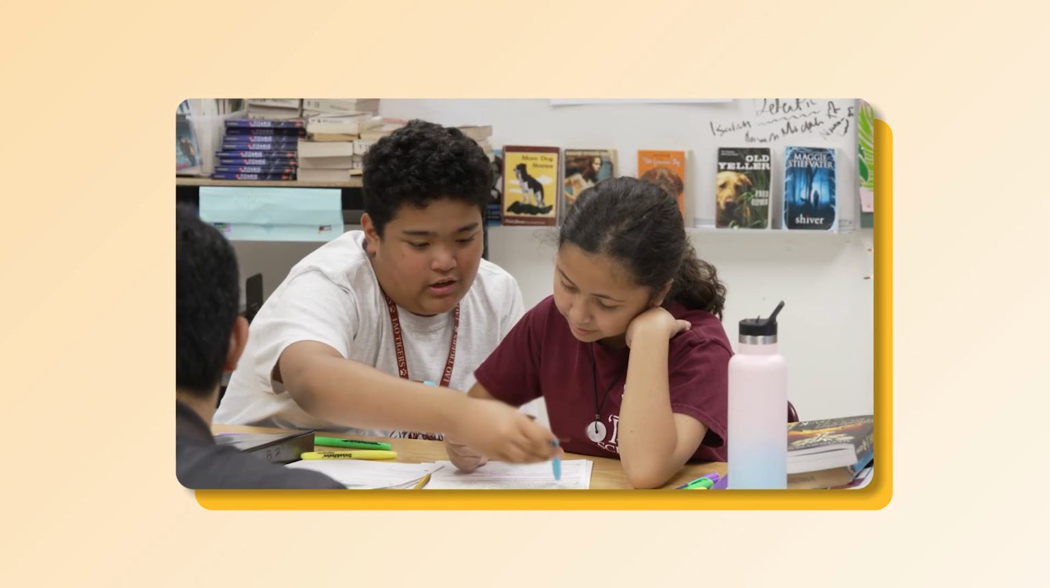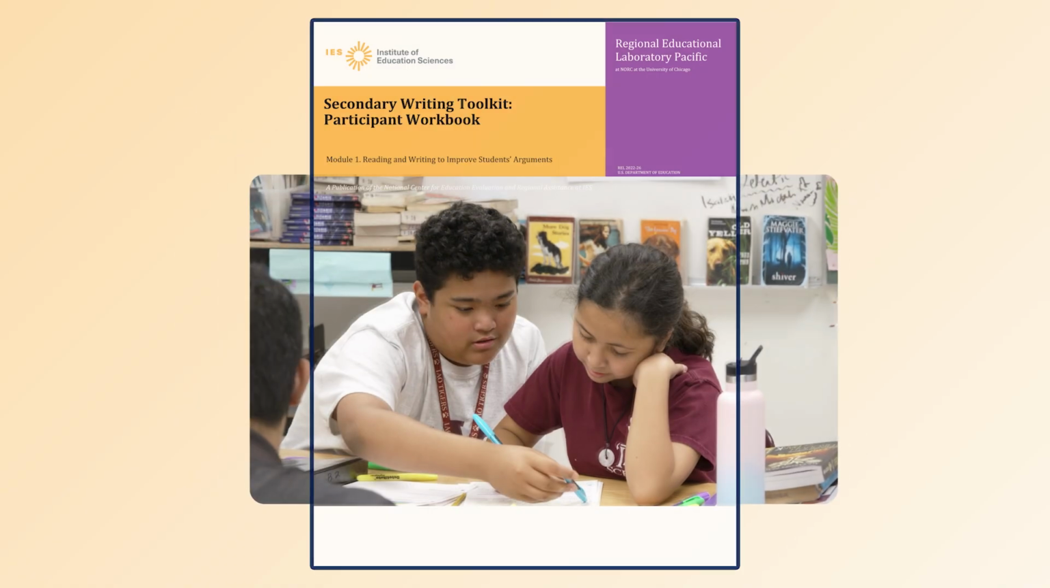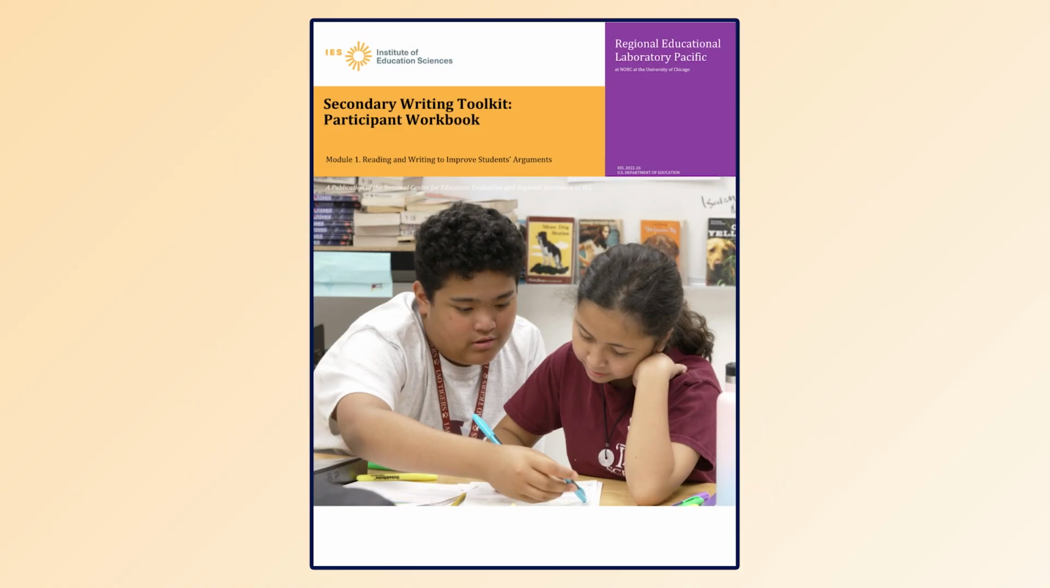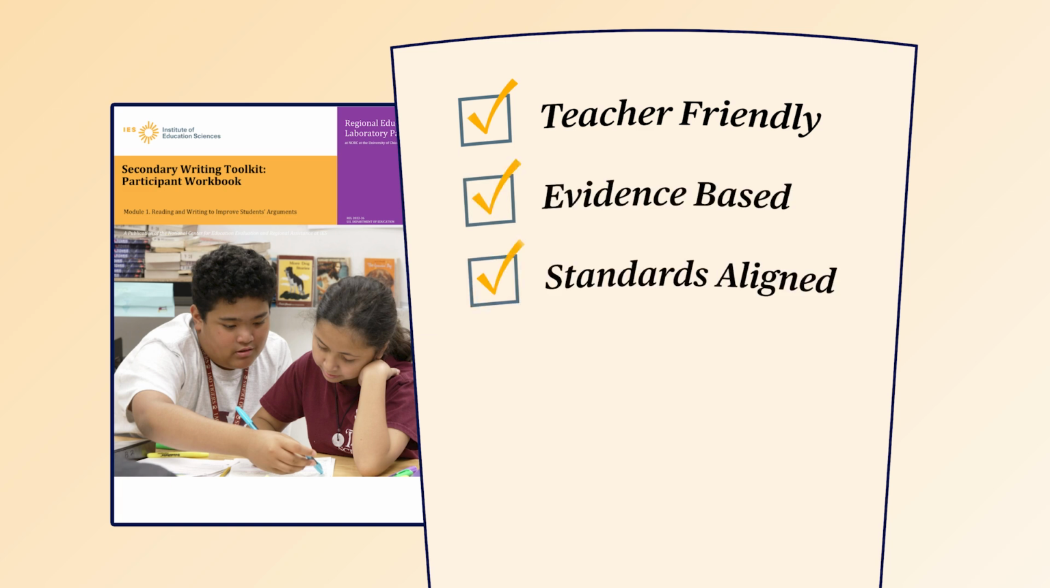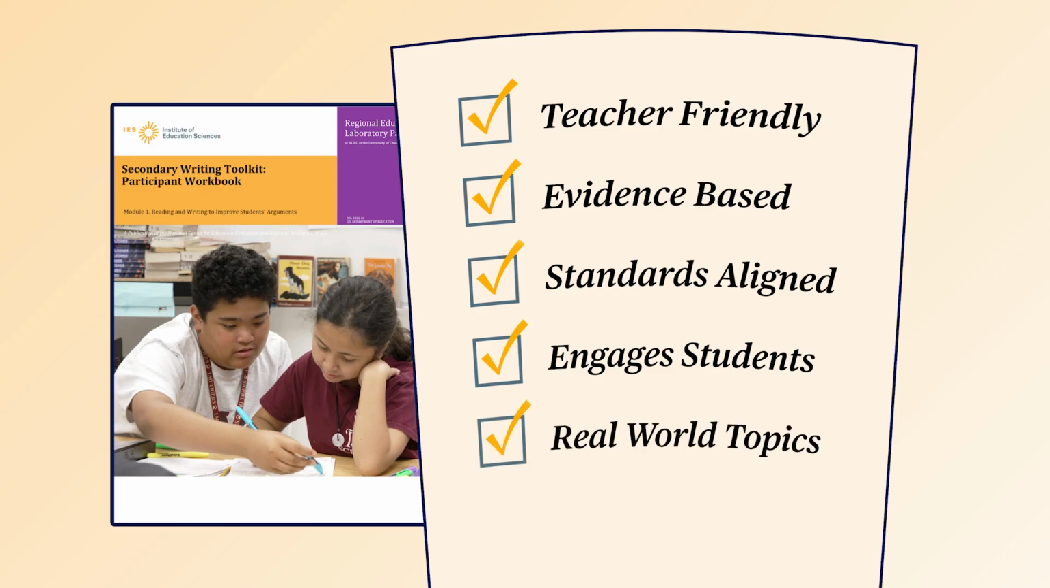The Secondary Writing Toolkit is a teacher-friendly resource that helps English language arts educators, grades 6 through 8, use evidence-based practices to teach students how to write policy arguments. It is standards-aligned and engages students by connecting learning to relevant, real-world topics.